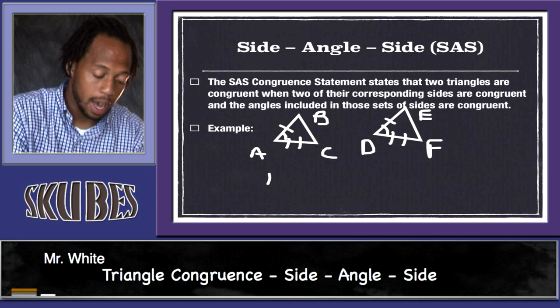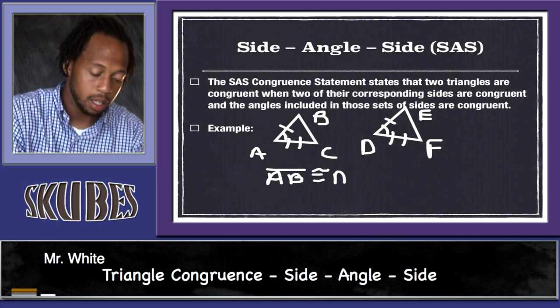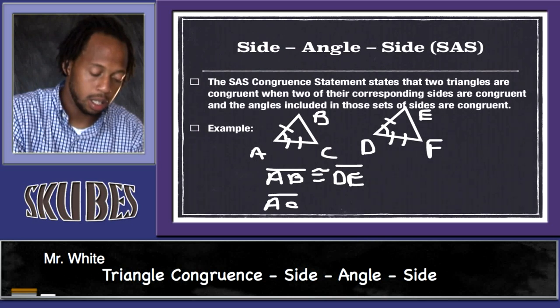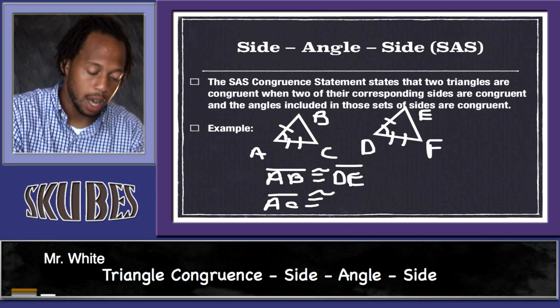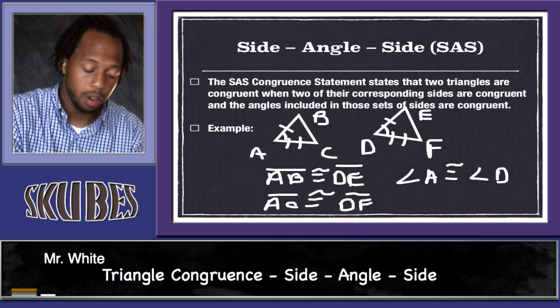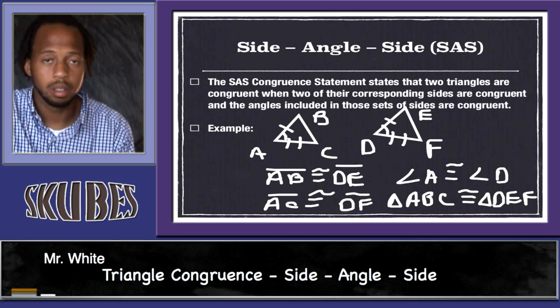And so because side AB is congruent to side DE and side AC is congruent to side DF, and angle A is congruent to angle D. Therefore, triangle ABC is congruent to triangle DEF based on the side, angle, side congruent statement.